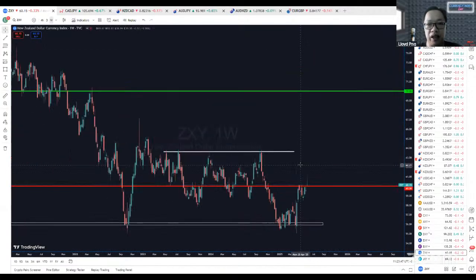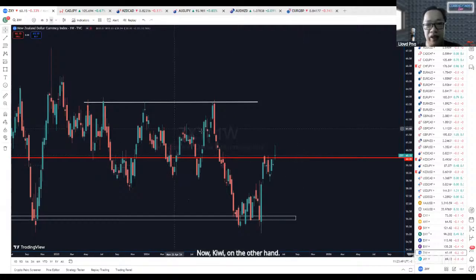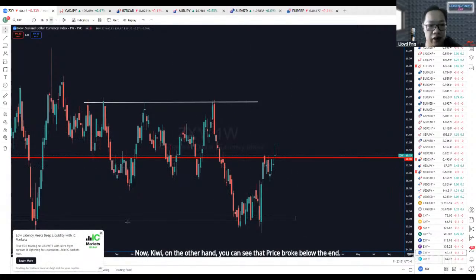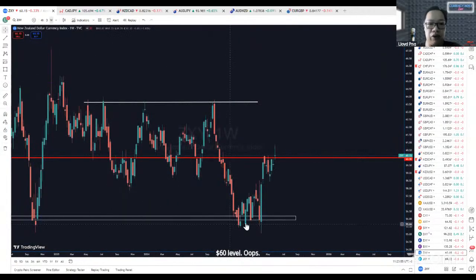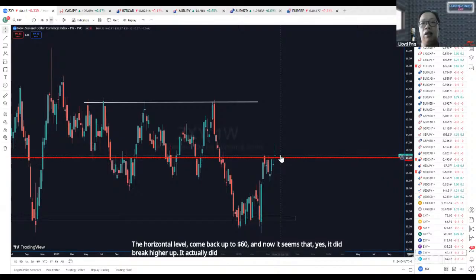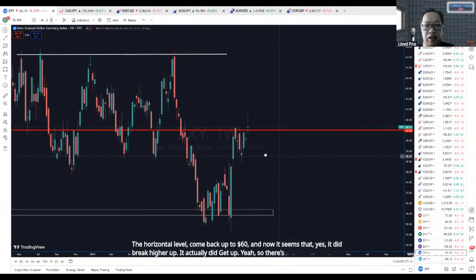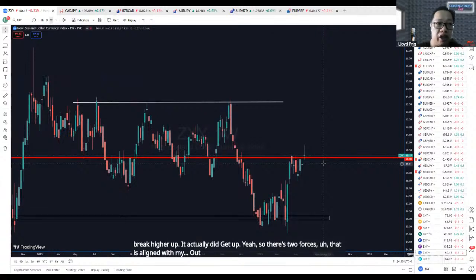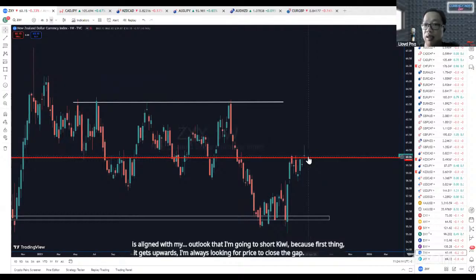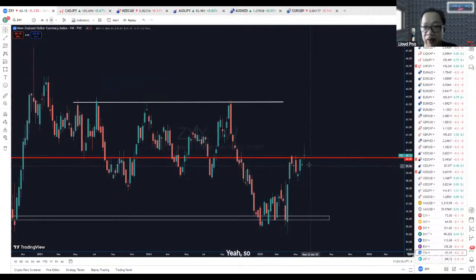Now, Kiwi on the other hand, you can see that price broke below the 60 level, had a very nice bounce off the horizontal level, came back up to 60, and now it seems that it did break higher. It actually did gap up. So there are two forces aligned with my outlook that I'm going to short Kiwi. First, it gapped upwards, and I'm always looking for price to close the gap. So that is a very, very short-term play.